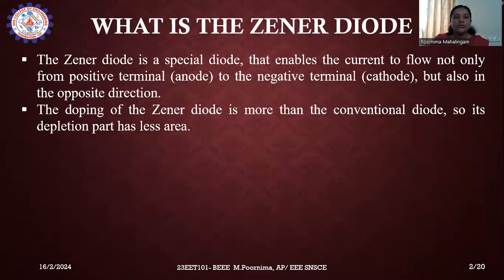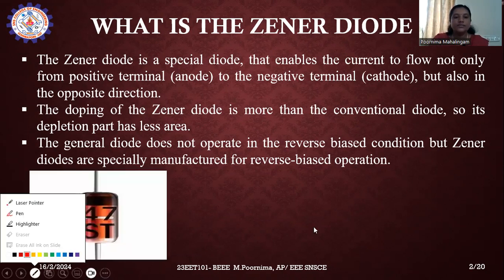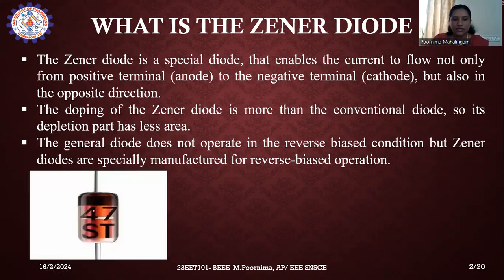Here the doping of the Zener diode is more than the conventional diode, so the depletion region is thinner. The doping is higher than normal conventional diodes. A general diode does not operate in reverse bias conditions, but Zener diodes are especially manufactured for reverse bias conditions. The main thing is that this operates in the reverse bias condition.